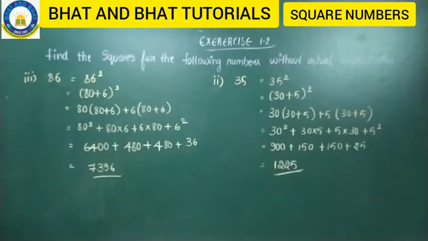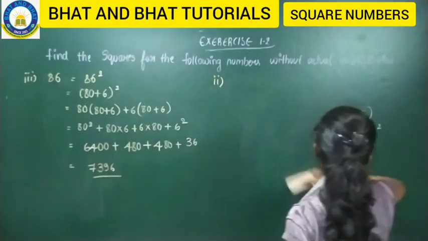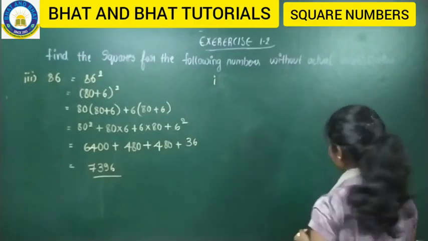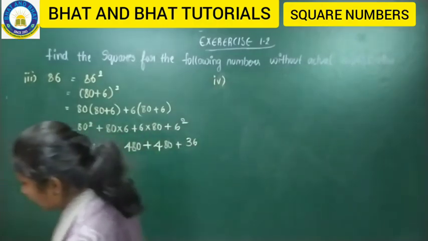Fine, hope you all copied this. We'll just move on to the fourth question. Question number 4. The whole exercise is like this only. It is very easy. So question number 4, that is 93.